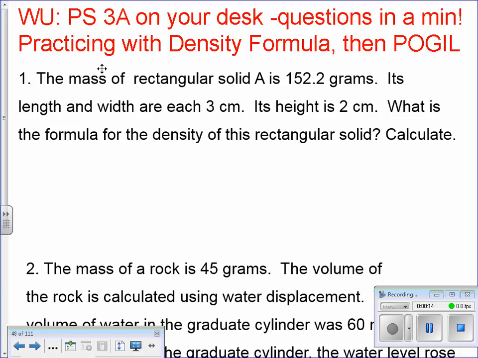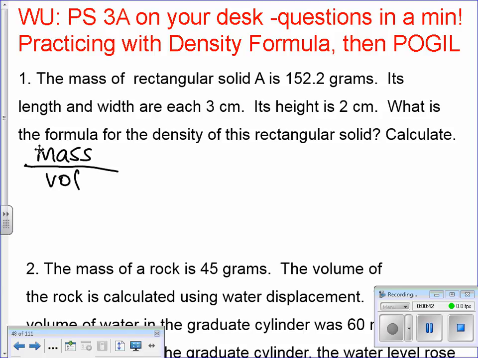So tell me how you started to solve this problem, Sarah. The mass of a regular solid A is 152.2 grams. Its length and width are 3 centimeters each. Its height is 2 centimeters. What is the formula for the density of the rectangular prism or solid? Tell me how you started it. For that one, I looked at the mass and multiplied it by, or no, sorry, not multiplied by, yeah, mass and volume.